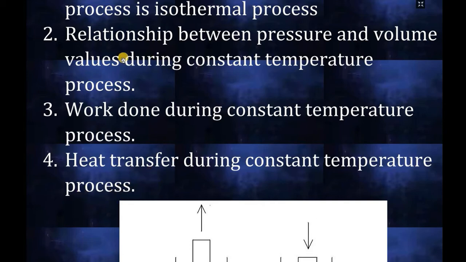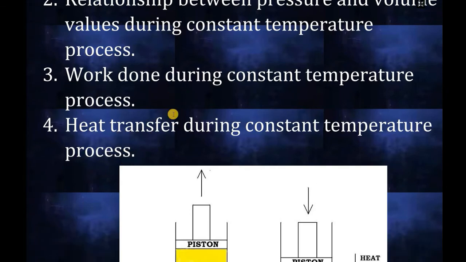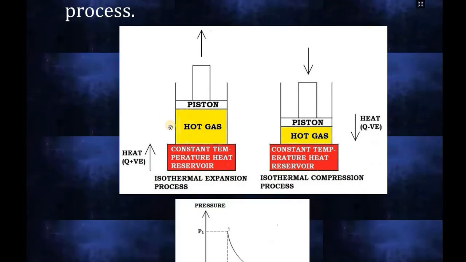To understand the constant temperature process, scientists have carried out an experiment. The experiment is: take a piston cylinder. The piston cylinder is attached to a constant temperature heat reservoir. Now, fill the hot gas inside the piston cylinder. Seal the piston cylinder using a piston.